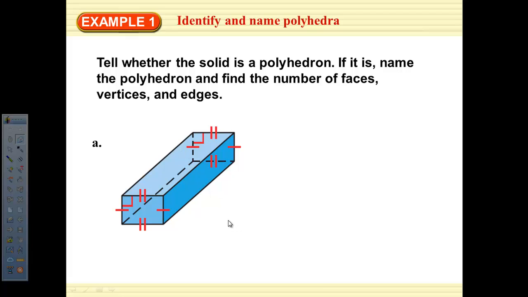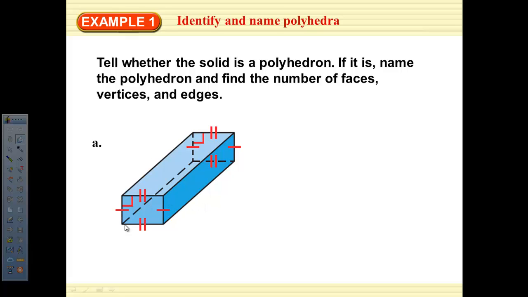So here's our first one. If we look, there are two bases here. So this would be considered to be a prism, and since the front and the back here are rectangles, we know it's a rectangular prism. We want to know how many faces there are. There are 1, 2, and then going around the sides there's 3, 4, 5, 6. That's how many faces there are.